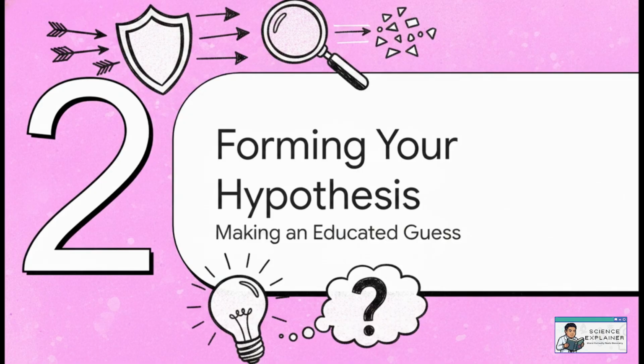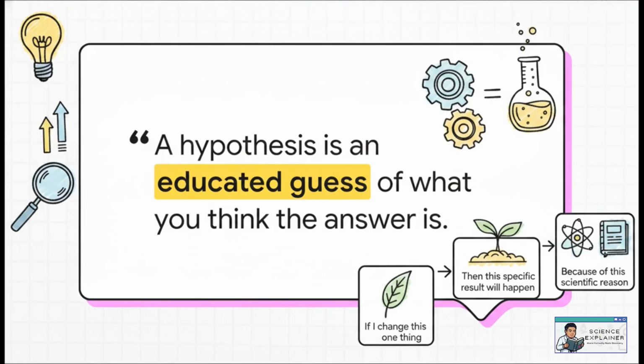Moving right along to Section 2, Forming Your Hypothesis. Okay, so now that we have a solid, testable question, it's time to build our battle plan. We've done our background research, we've gathered our facts, and now we formulate a hypothesis. Now, you've probably heard a hypothesis called an educated guess, but honestly, it is so much more than a random shot in the dark. It's a highly structured prediction based on the research you've already done.